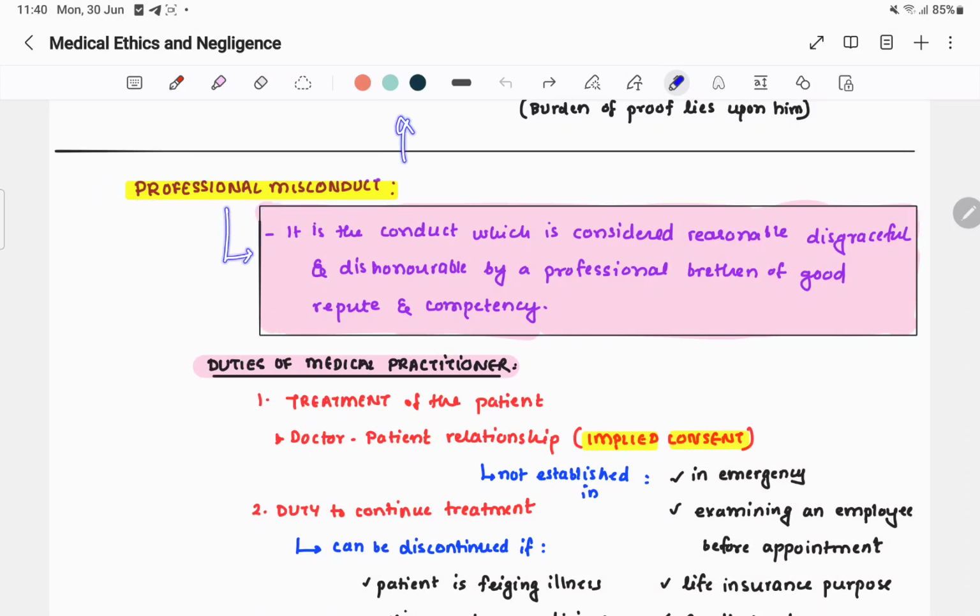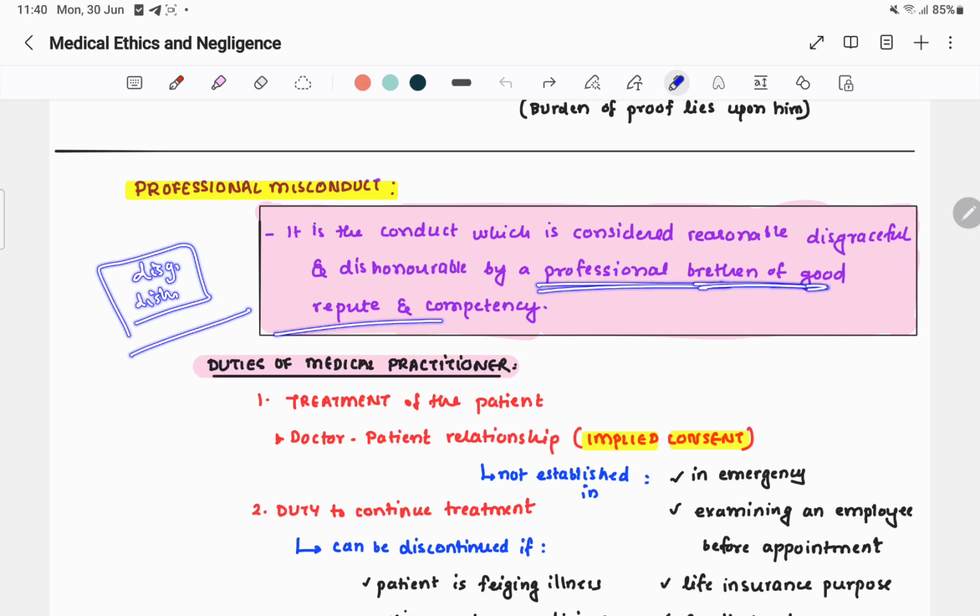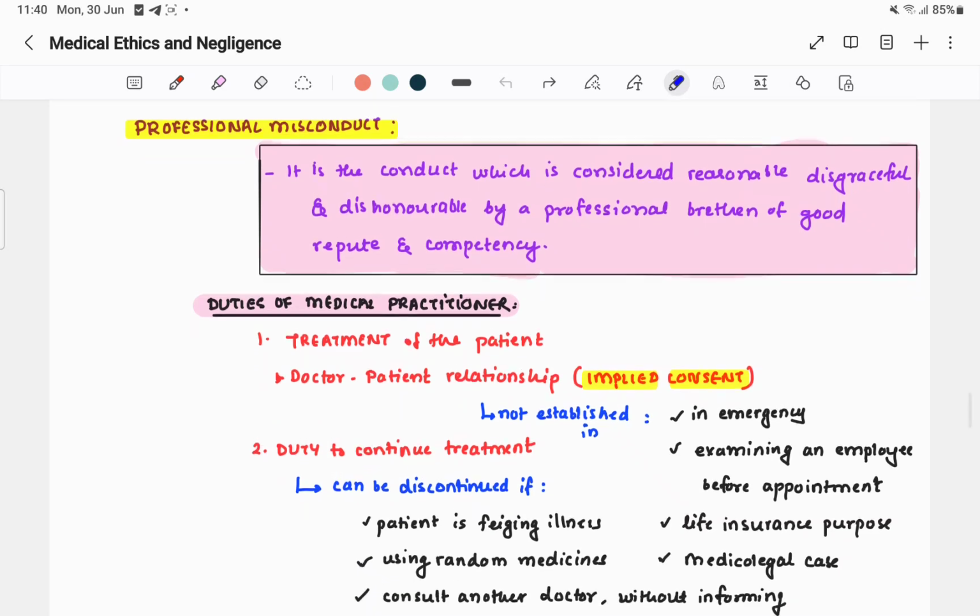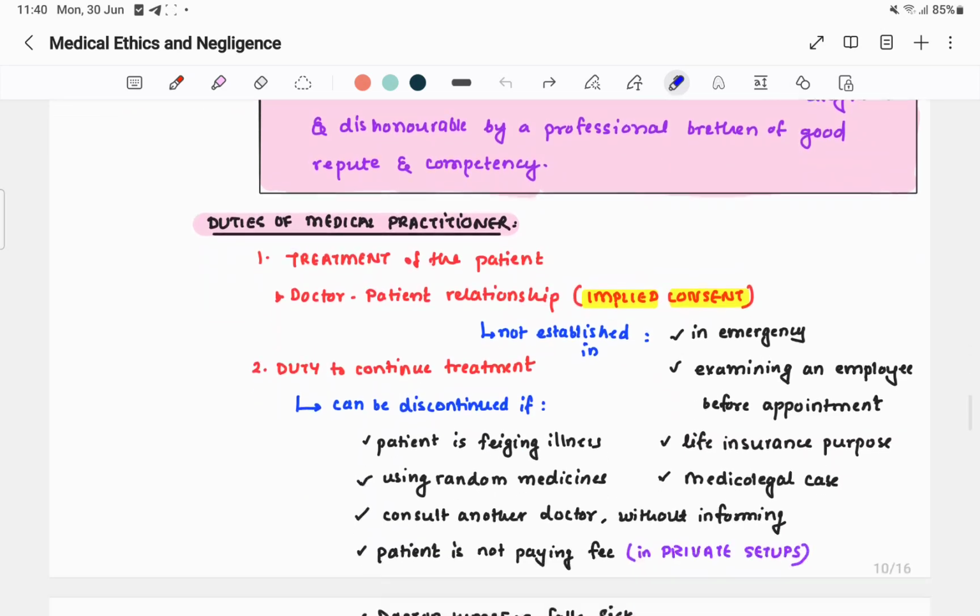Okay, professional misconduct, what is the definition? I was talking about professional misconduct. This is a proper definition. It is the conduct which is considered reasonably disgraceful and dishonorable by professional brethren of good repute and competency. Any conduct which is disgraceful and dishonorable by professional brethren of good repute and competency, by a doctor. Let's say any disgraceful or dishonorable conduct by a doctor amounts to professional misconduct.